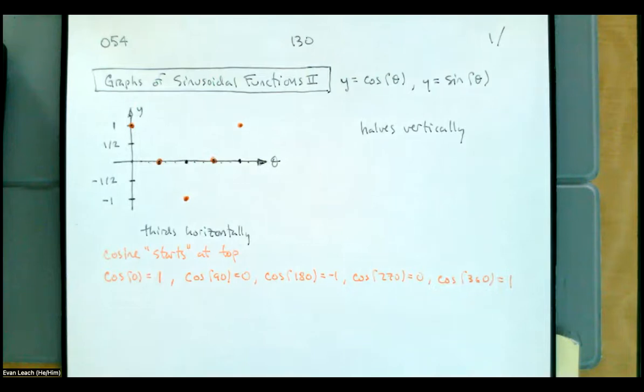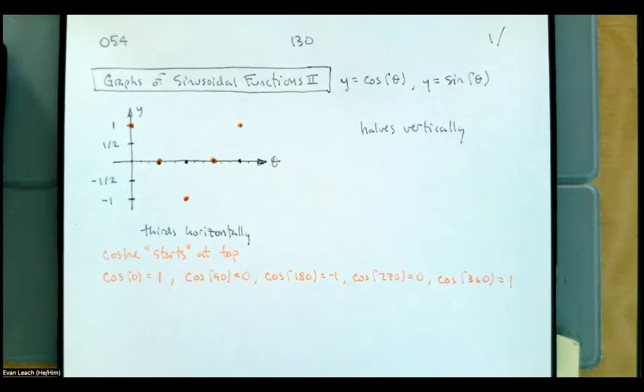We get all this information from cosine starts at the top, and knowing that our default amplitude is equal to 1. Middle to the top is 1, middle to the bottom is 1. And our default cycle, our default period is 360 degrees, going around the circle 1 time.